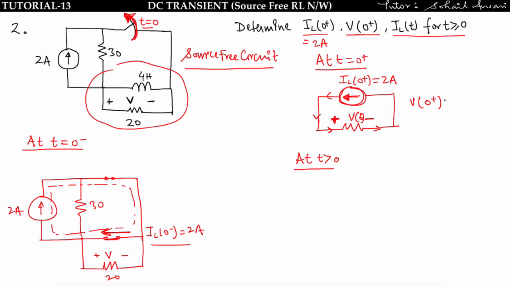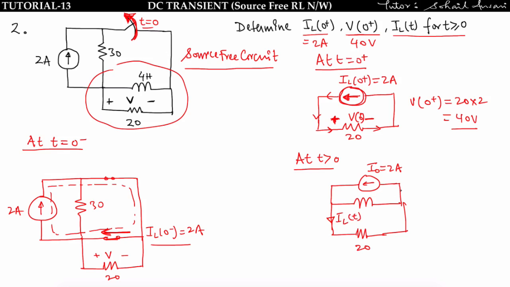So V of 0 plus is equal to, this resistance has value 20, so 20 multiplied by current, that is equal to 2. So finally I will get 40 volt. So V of 0 plus is 40 volt. Now I will draw the circuit for t greater than 0. I already explained to you that for t greater than 0 you have to replace the inductor by its equivalent circuit.